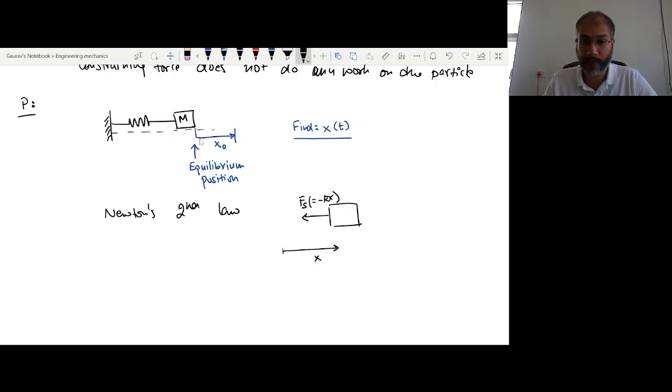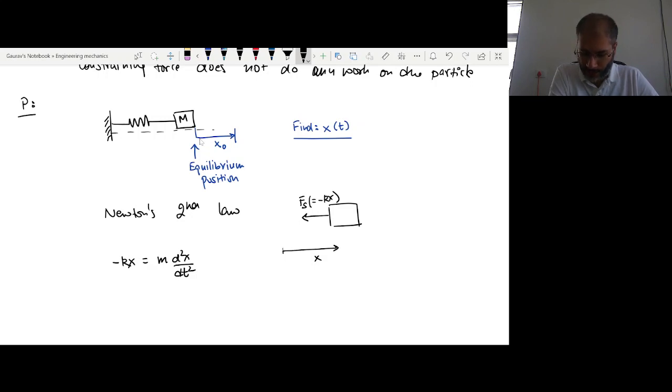So in this case, the way we have drawn things, it's an elongation. So if this is the direction of x, then F spring acts in the opposite sense because it's a restoring force. And we apply Newton's second law. So we say that the force Fs acting on the mass, so that's minus kx, is equal to mass times the acceleration of the mass. So this is what we get.